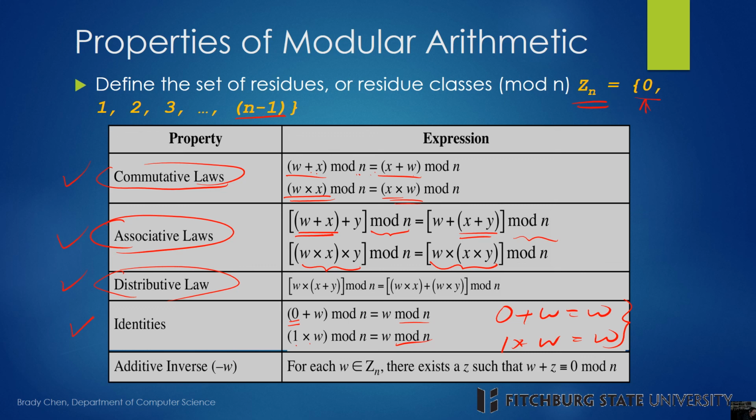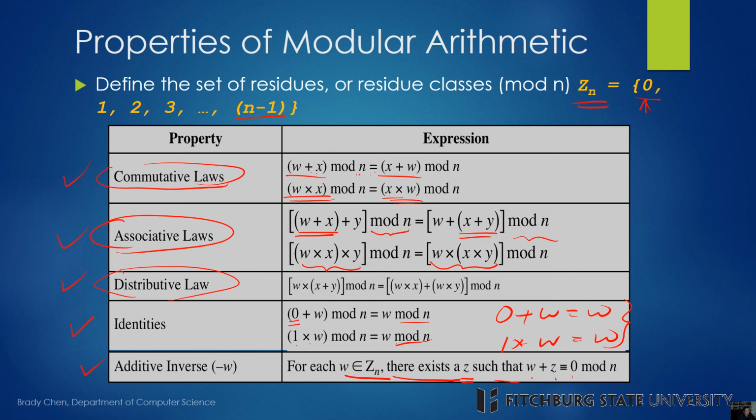And the additive inverse, we always say additive inverse minus w. For each w, there exists a z such that w plus z is congruent to 0 mod n. So that means for each w which belongs to Zn, there's always an additive inverse, which also belongs to Zn.